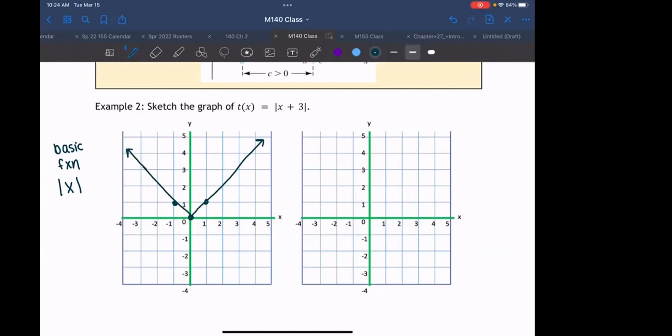Now, let's go back to our function here. Do you see that the 3 is inside the function? It's not added to the absolute value. It's inside the absolute value signs. This is how we know this is a horizontal shift by 3. And do you think we're going to the right or to the left here? The left, right? Because it's positive. Good. So we're shifting 3 to the left, and this is because 3 is positive.